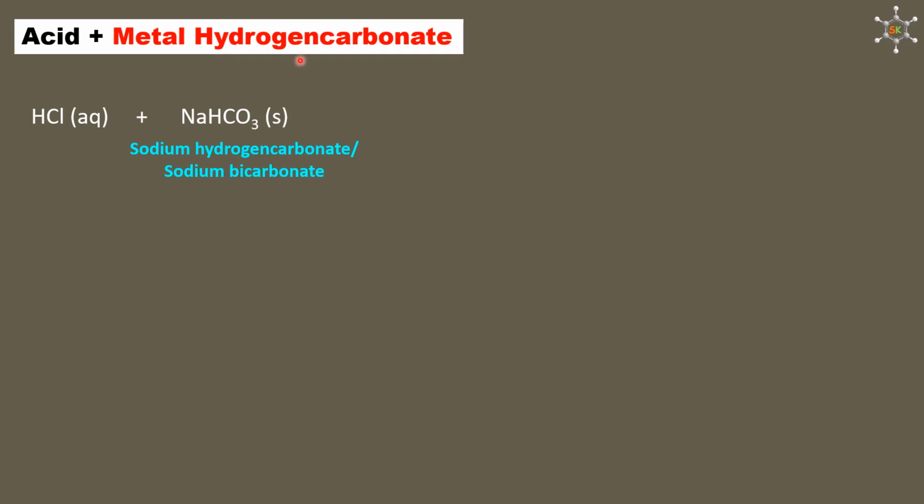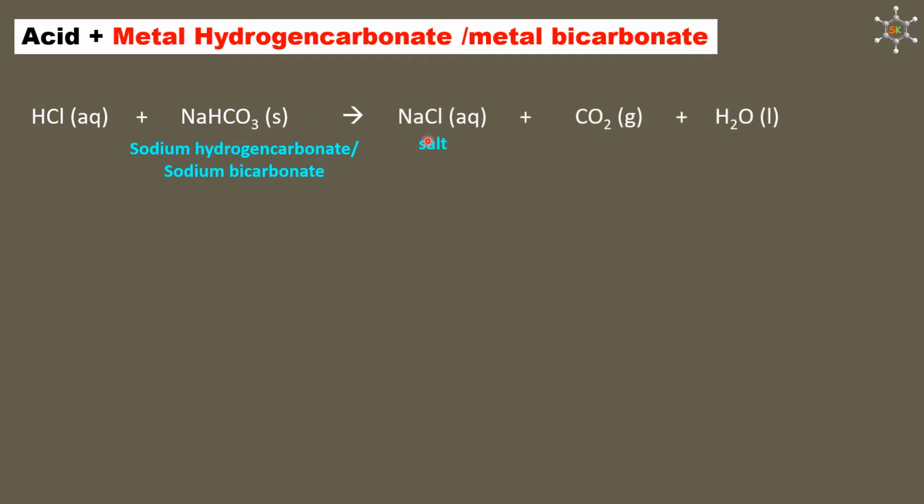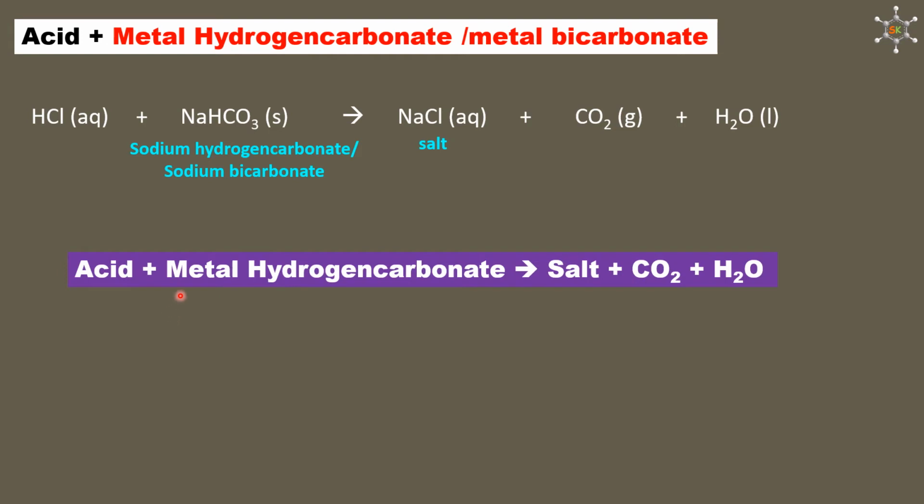Reaction between acid and metal hydrogen carbonate. Metal hydrogen carbonate is also called metal bicarbonate. Here we have chosen sodium bicarbonate. When hydrochloric acid aqueous solution reacts with sodium bicarbonate salt, it forms sodium chloride aqueous solution, releases carbon dioxide gas and water liquid. So, we can generalize the reaction as acid reacts with metal hydrogen carbonate to give salt, carbon dioxide and water.